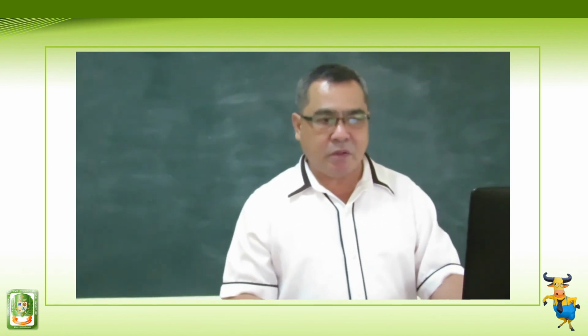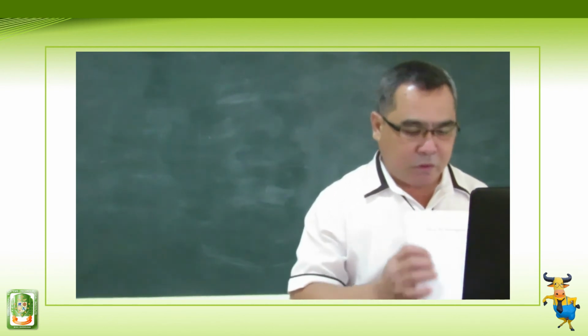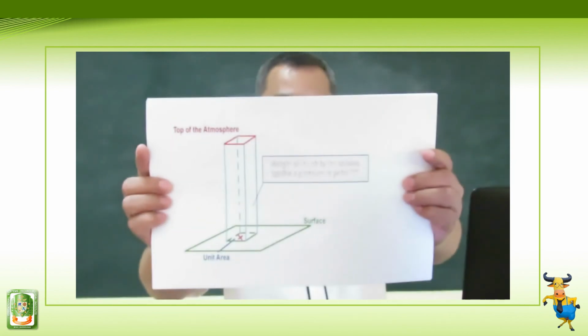So, atmospheric pressure is defined as the force per unit area exerted against a surface by the weight of the air above that surface. So, there is a diagram. So, you can see this one.